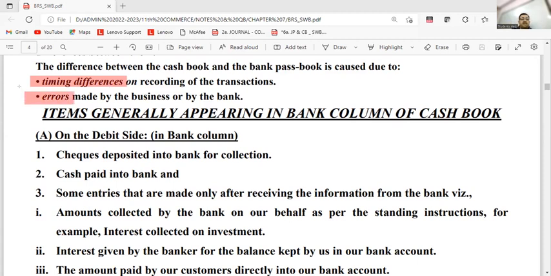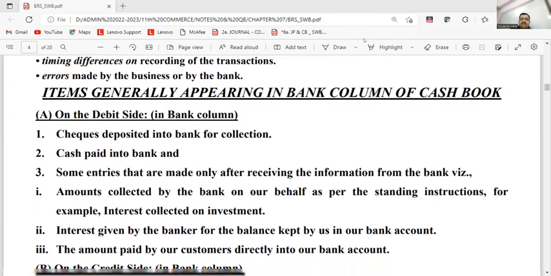You gave a check worth 10,000 but recorded 1,000. You gave a check worth 1,000 but by mistake recorded 10,000. Money was to be deposited in your account, but the bank deposited it in somebody else's account. It was to be withdrawn from your account, but the bank withdrew from somebody else's account. So due to these reasons, the difference occurs between cash book and passbook.